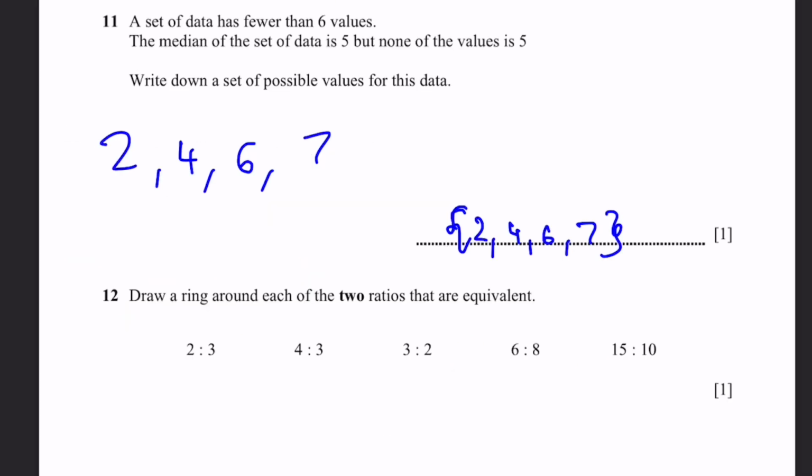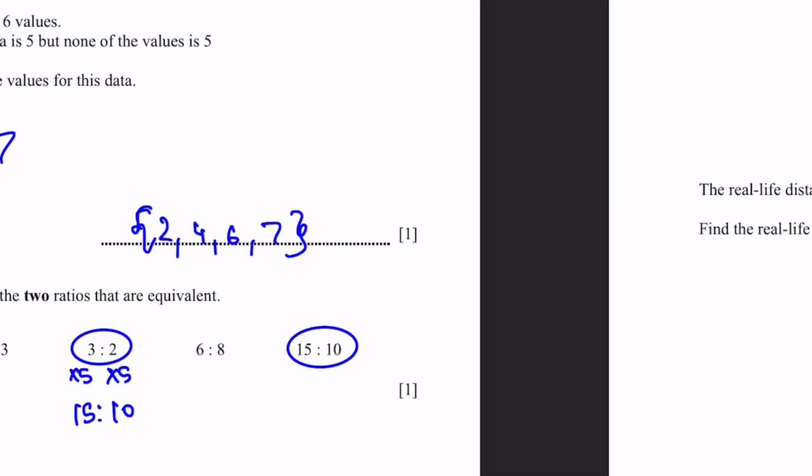Question 12. Draw a ring around each of the two ratios that are equivalent. 2 is to 3, 4 is to 3, 3 is to 2, 6 is to 8, 15 is to 10. If we check here, we can find that 3 is to 2 is equal to 15 is to 10, because when you multiply both sides by 5, we get 15 is to 10. So these two ratios are equivalent. That's the answer.